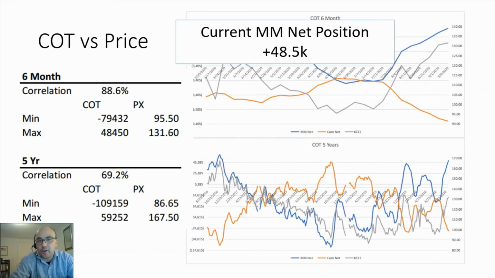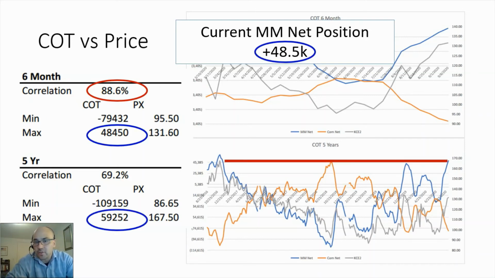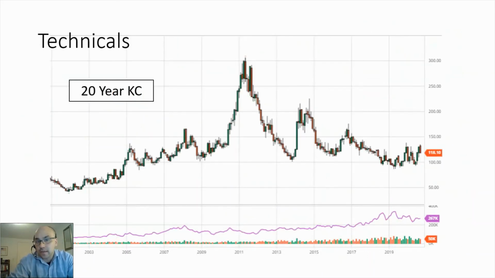The positioning has been very important because the specs have dominated price action in coffee lately. Speculators' positions correlation with price is up to almost 90%. However, we are near the 5-year highs, so we would expect that the specs will have to really believe in the bullishness to increase their positions. Moreover, since the specs are not holding these as hedges, they can be forced to liquidate if prices get too low.